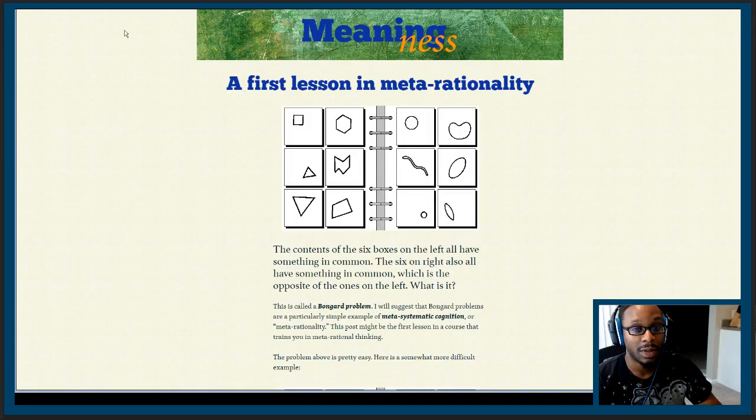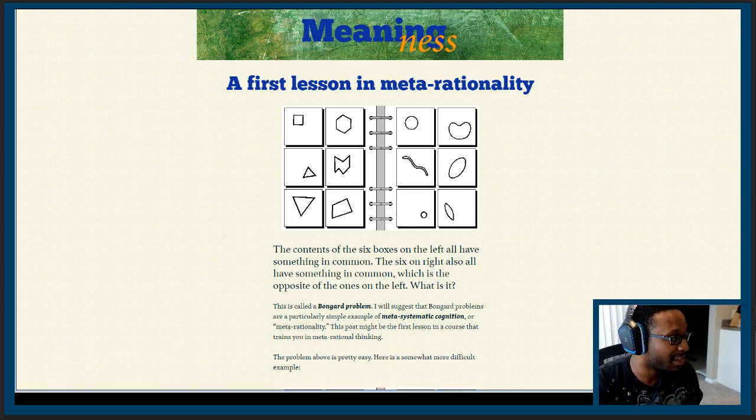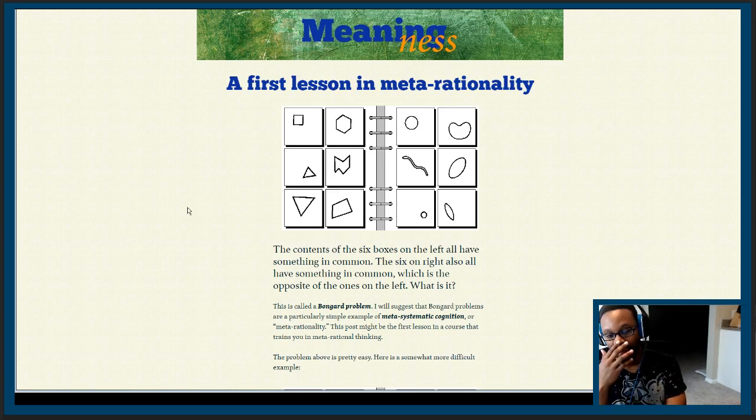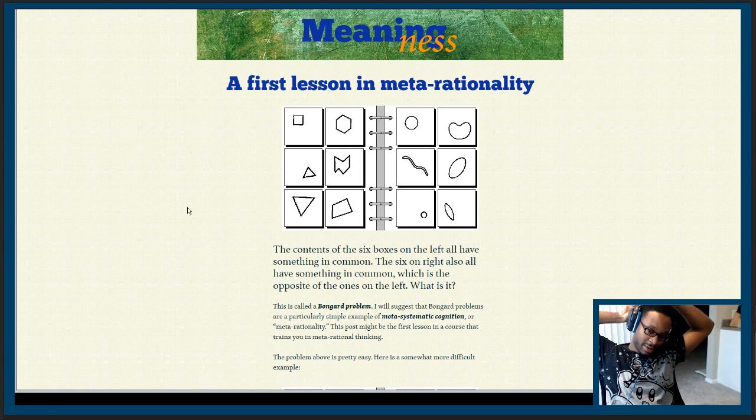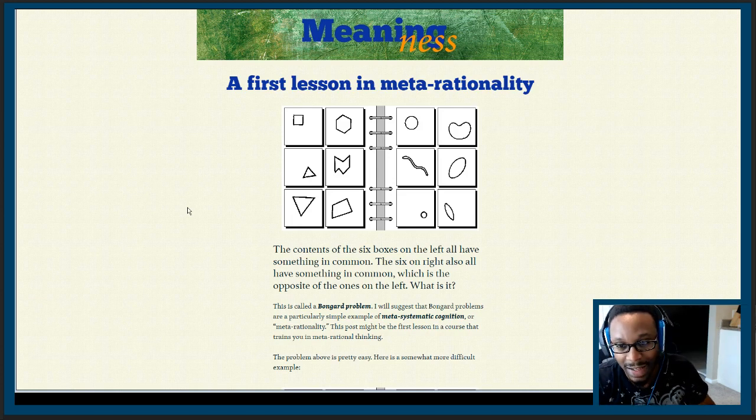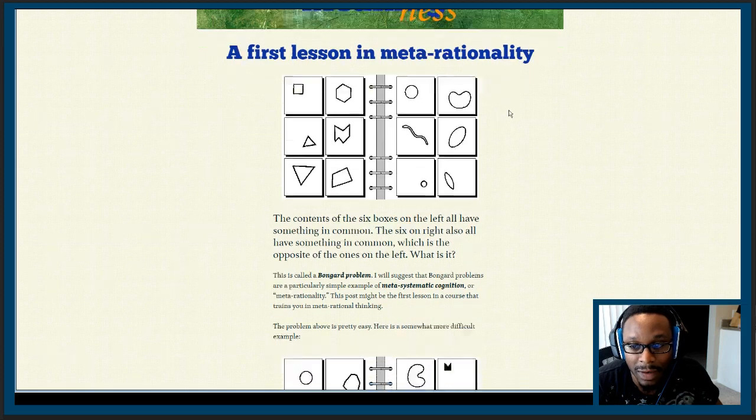So let's talk about the first lesson in meta-rationality. I know this stream seems to be going all over the place, but this is exactly how I pull together some of my more coherent, succinct conclusions about game design and about learning. I pull from so many different resources simultaneously because that's just how I do. It's kind of like one of those sorting algorithms, right? So this is meta-rationality.